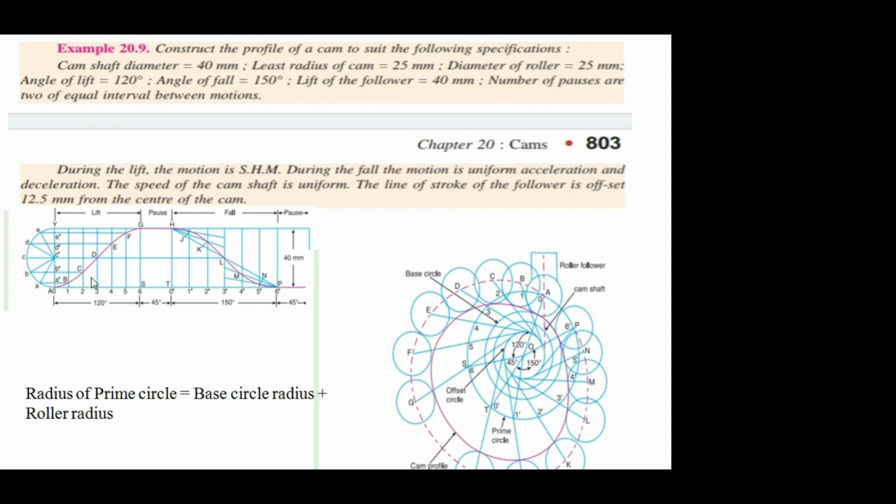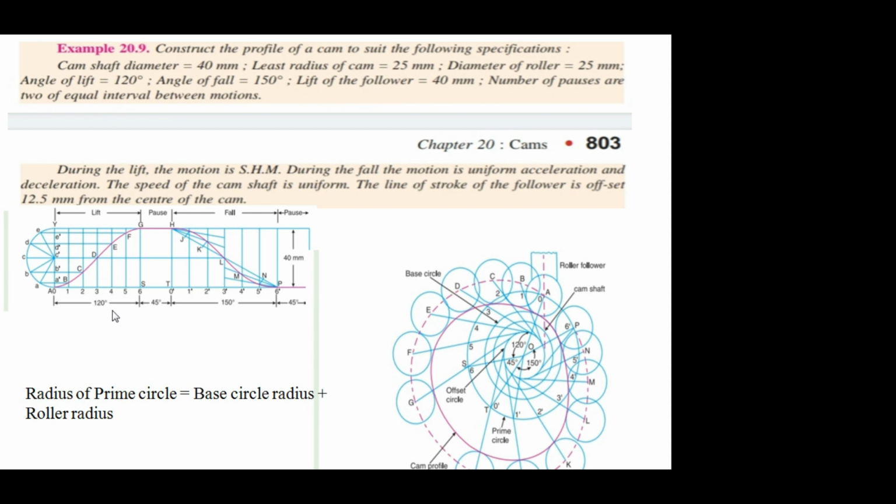Now here, during outstroke and return stroke of the follower, during the rising and lowering of the follower, the motions of the follower are different. During the lift, the motion is simple harmonic motion. During the fall, the motion is uniform acceleration and deceleration. So you have to draw the displacement diagram with two different constructions. For theta O, you have to make the construction of simple harmonic motion. For theta R, you have to make the construction of uniform acceleration and retardation.